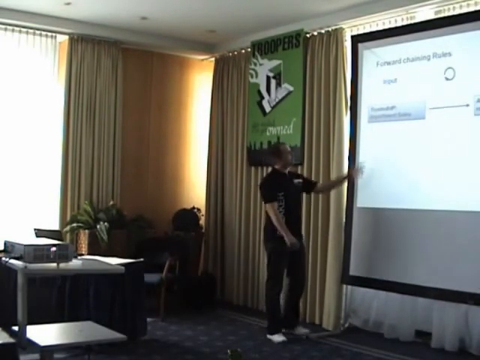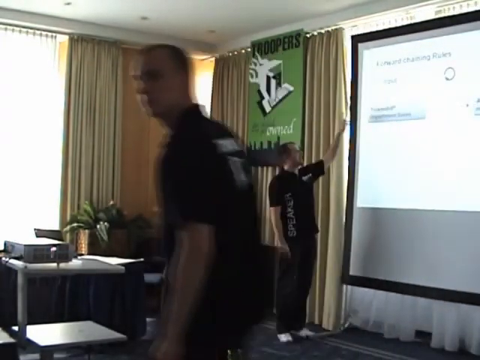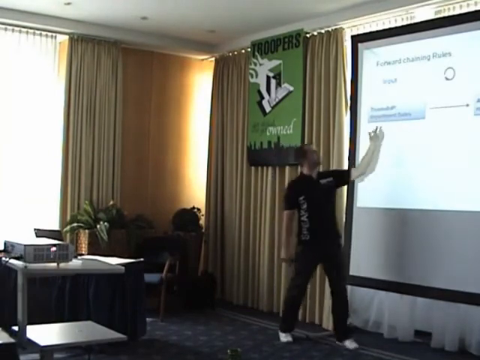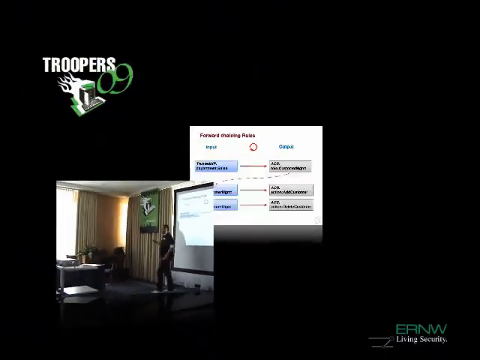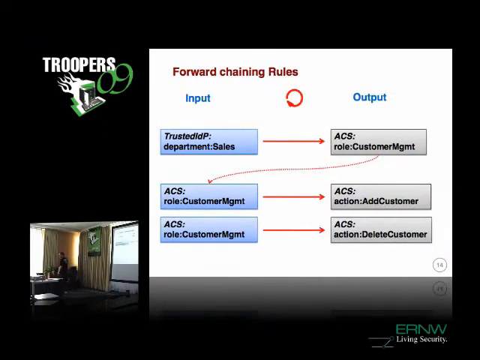So let's say, for example, someone comes in with a claim of type department and the value of sales, and you map that guy to a role named customer management. Okay? Now, the interesting thing is, you can take this claim, feed it back into the input side of things, and then say, when a claim comes in with customer management, let's map this to add customer, delete customer, update customer, and so on. Okay?